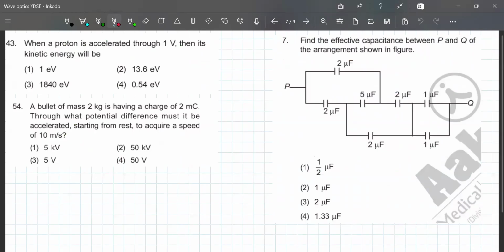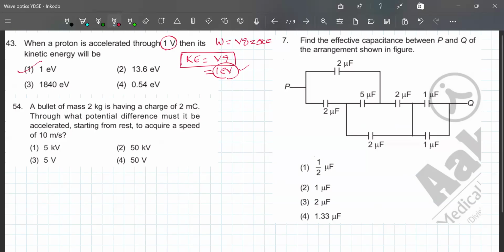Next, we have a proton accelerating by 1 volt. Then we want its kinetic energy. So we have the relation: work done is nothing but change in kinetic energy. The work done formula is V into Q, and this is nothing but the change in kinetic energy. So the kinetic energy is equal to V into Q. Q means the proton charge is e. This is 1 and this is 1, so the answer is 1 electron volt. So this is an important relation: 1 eV is equal to e into 1 volt.